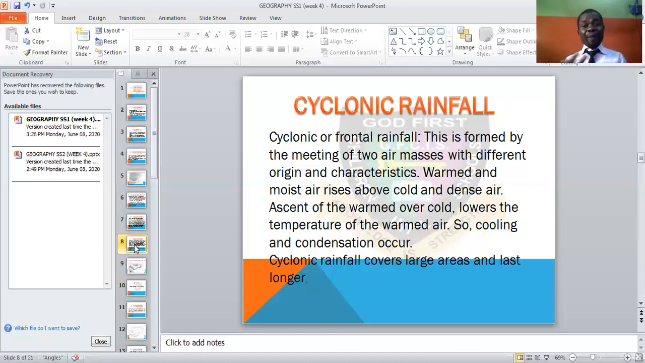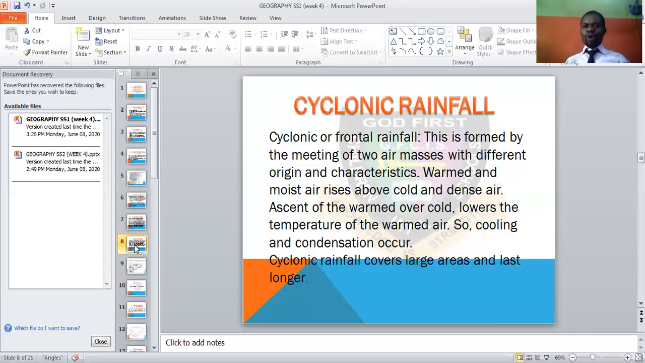Then the air separates now. The light and warm one goes up. The cold one, which is heavy, stays below. So the warm air goes over the cold one. As it ascends, as it's climbing, the effect of the temperature of the colder one makes it have a reduction in its temperature too.